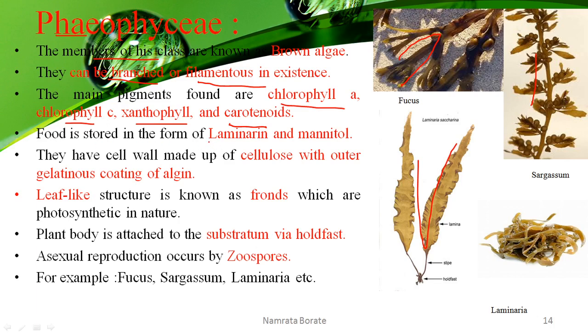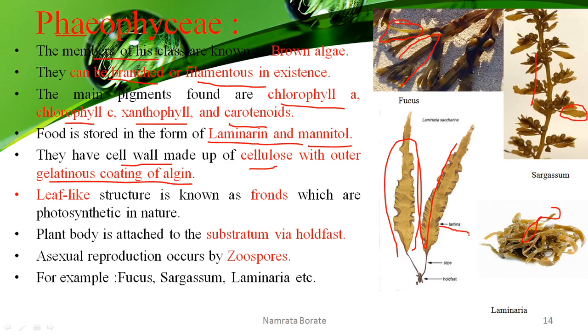The reserve food material is in the form of laminarian starch or mannitol. There is a cell wall, which is cellulosic, and the outer one is a gelatinous coating of algin. There is a leaf-like structure. You can see this leaf-like structure in Sargassum, in Laminaria, and in Fucus also. That leaf-like structure is called a lamina, or a frond.